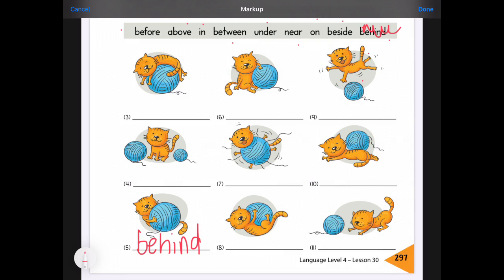This one, let me double check, is near. And this one was before, like the ball is before the cat. But I think the rest of them are easy. You can get those. I'm going to cross out near and before because you're going to use them once.